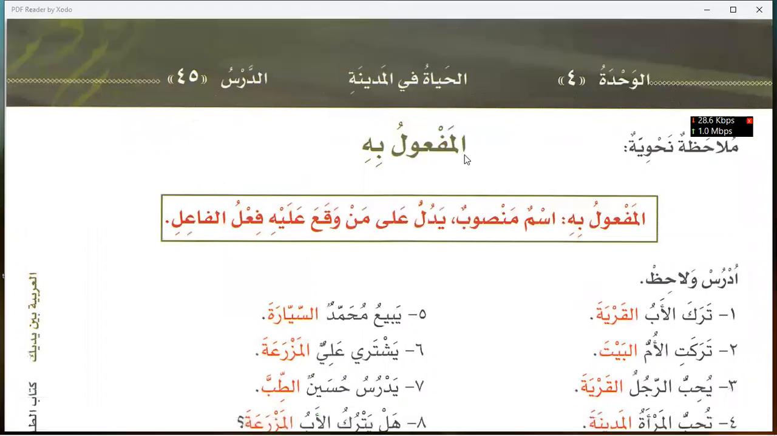Today we'll start Arabic lesson forty-five: the object, al-maf'ul bihi. Do you know about maf'ul bihi? Yeah, it's the object of the verb, and it's mansoob. Always mansoob. So the definition is written here.